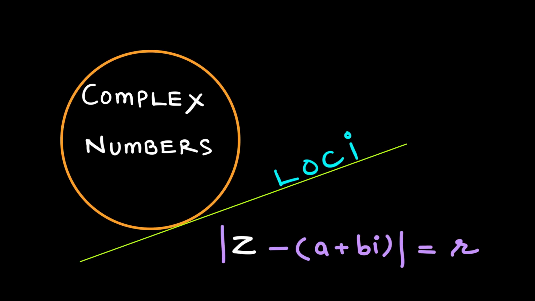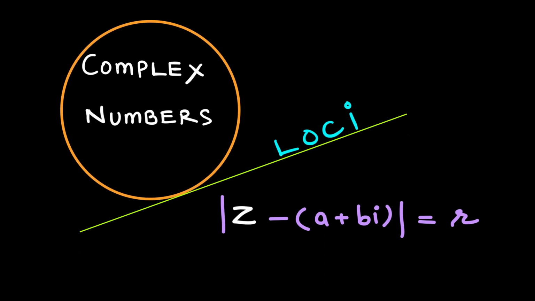In this video, we will learn how to sketch the locus of points representing the complex number z satisfying the following equation. Let's start off with the basic idea of vectors. I'm drawing a vector. This is the first vector that I've drawn. This is another vector that I've drawn.